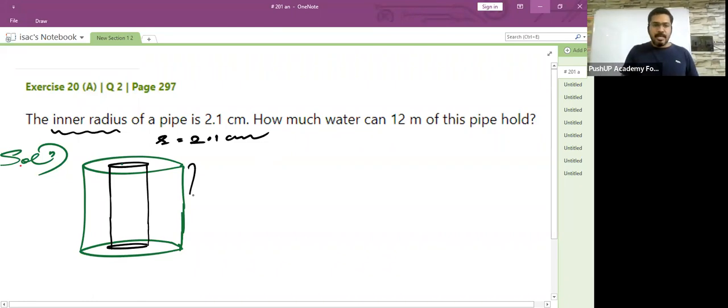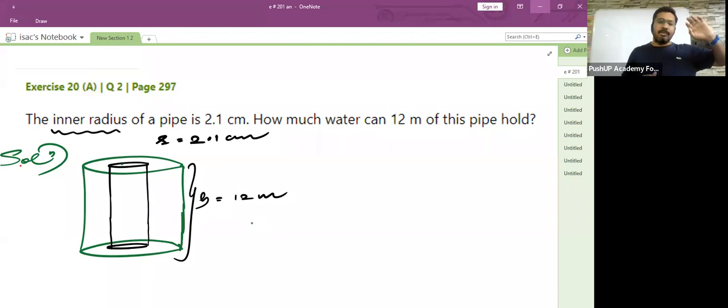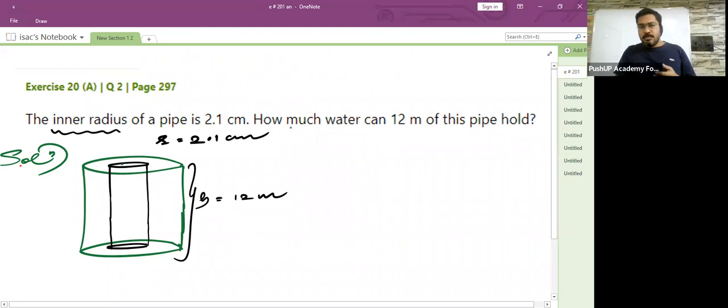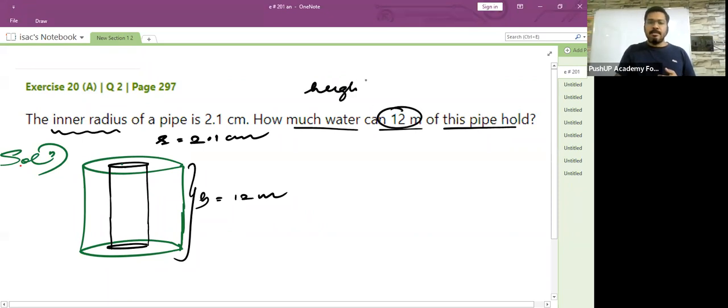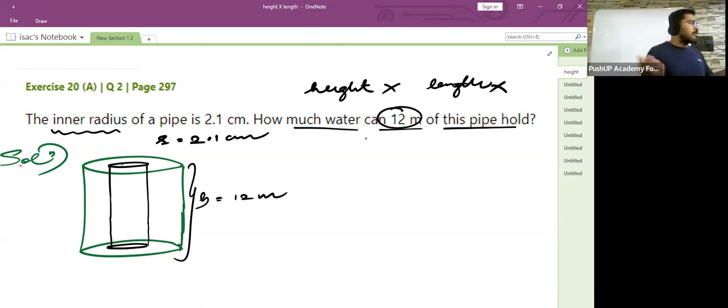So they are telling you the length or the height of this pipe is 12 meters, then how much water can this pipe hold? Let's understand this question. The inner radius is 2.1. They have used the words, how much water can 12 meter of this pipe hold. Nowhere have they mentioned the word height or length, isn't it? Nowhere they have used these two terms. But it is a matter of common sense to understand they are talking about the length of the pipe.